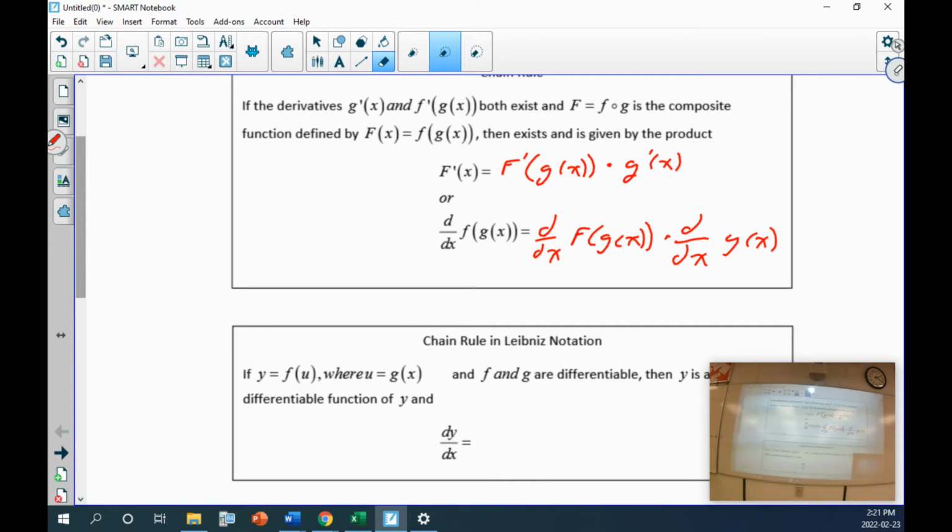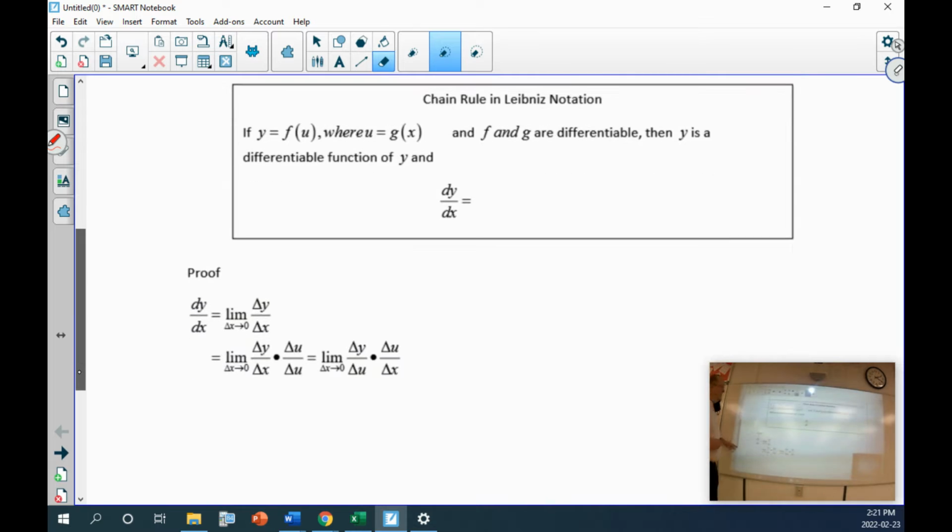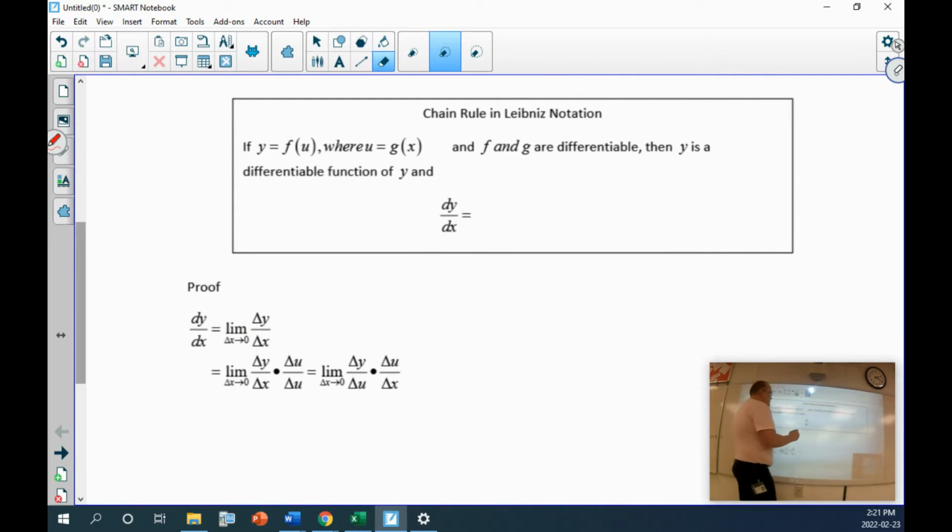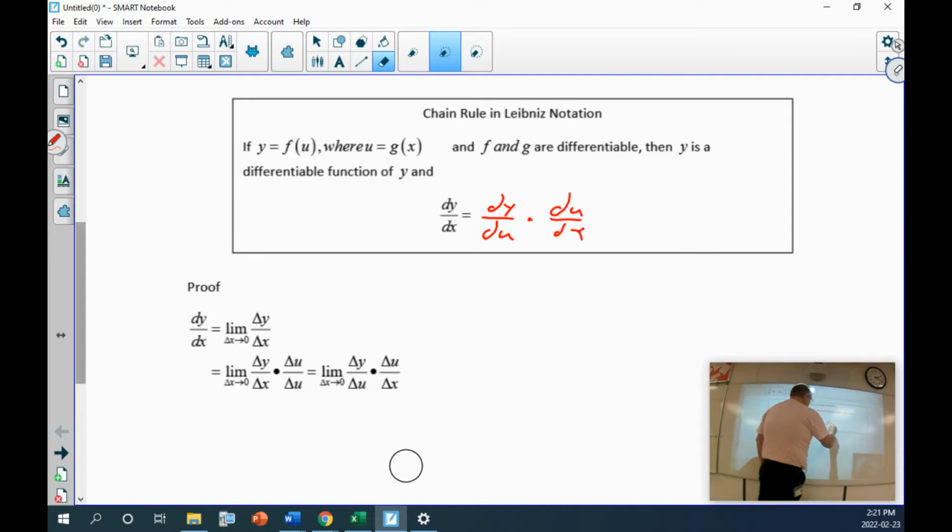And using some Leibniz notation, it is going to be dy du times du dx. So the derivative with respect to u times the derivative with respect to x. And we'll talk about that. So you have a function y is equal to f of u, where u is another function. And here's our notation. Okay.